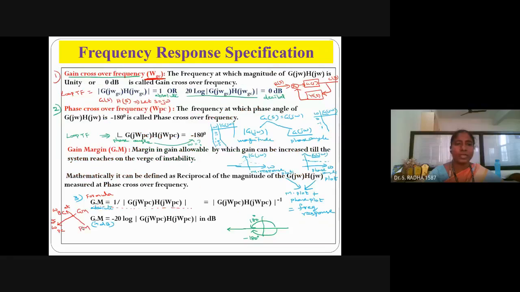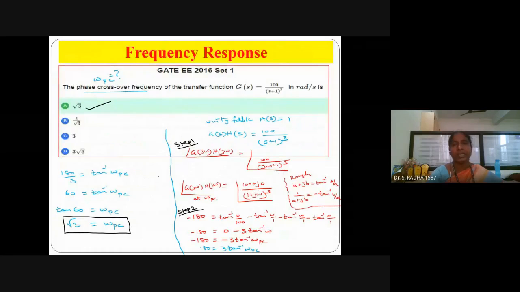The formula I showed you, the second formula, phase crossover frequency: the angle we should equate to minus 180 degrees. This is the phase crossover frequency definition. There are 4 definitions that we have discussed, and in the second definition we have the angle equal to minus 180, so I am equating it here to minus 180. Okay. Thank you, ma'am.